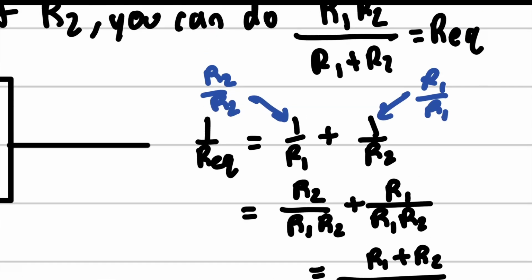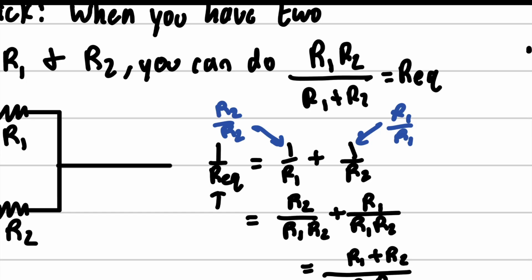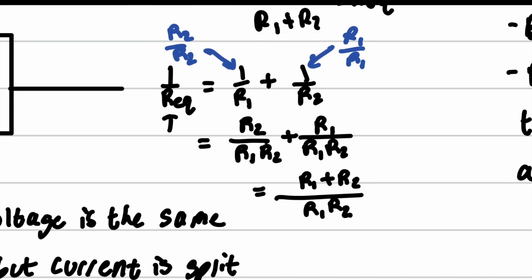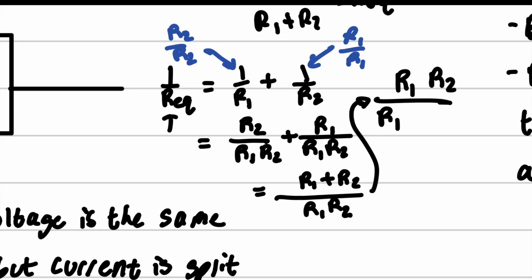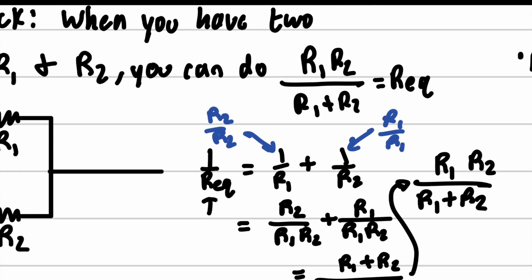Now remember, this right here, that's still our 1 over R equivalent. So we have to flip it. So we're going to get R1 R2 over R1 plus R2. So that's cheap trick number 1. And very, very useful.